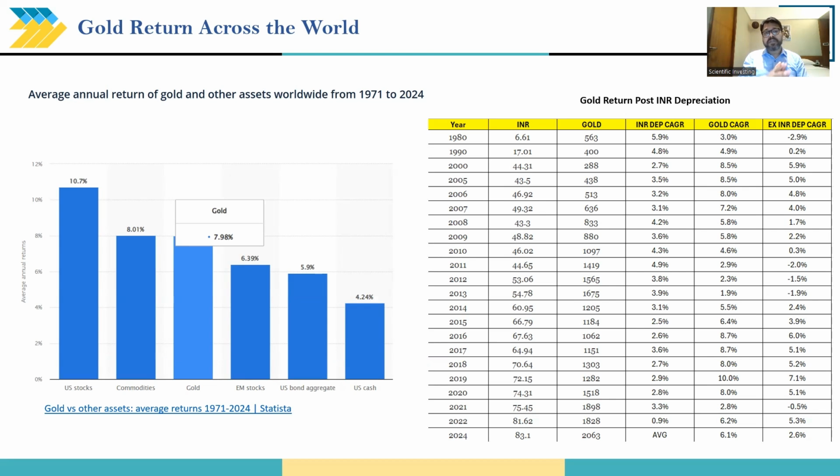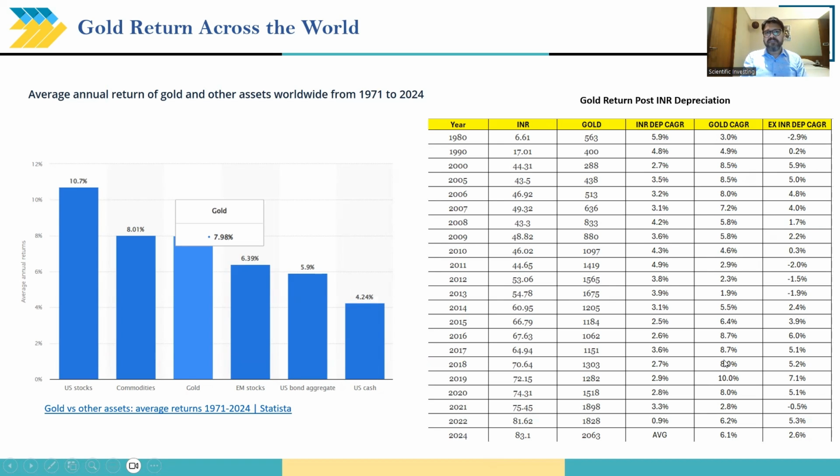Even if we look at the gold return across the world, because then there's a point that the return is coming from INR depreciation, this, that. So I have done two things. One, I have tried to see what is the average annual return of gold versus other asset classes worldwide. And this is the return of gold, which is around 8%. And I also tried to do some analysis around INR depreciation. So we have taken from 1980 till today how the INR has moved, how the gold has moved, what is the CAGR of INR depreciation, what is the gold CAGR, and what is the ex-INR depreciation CAGR.